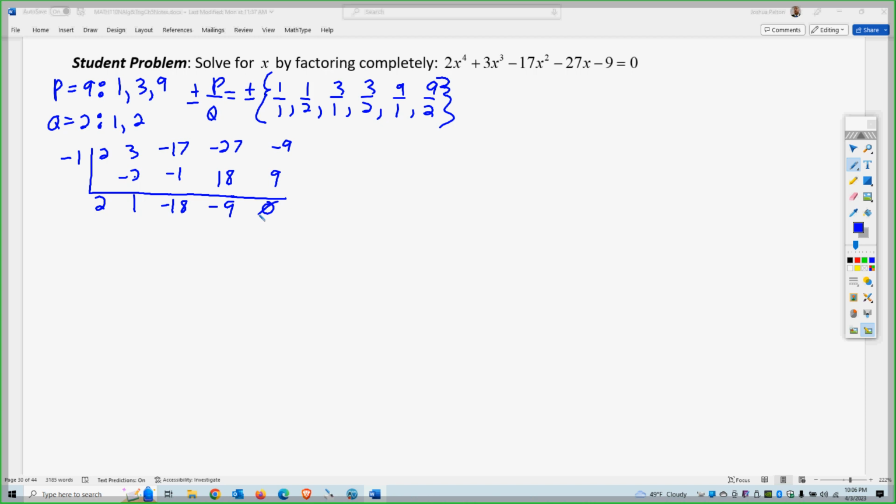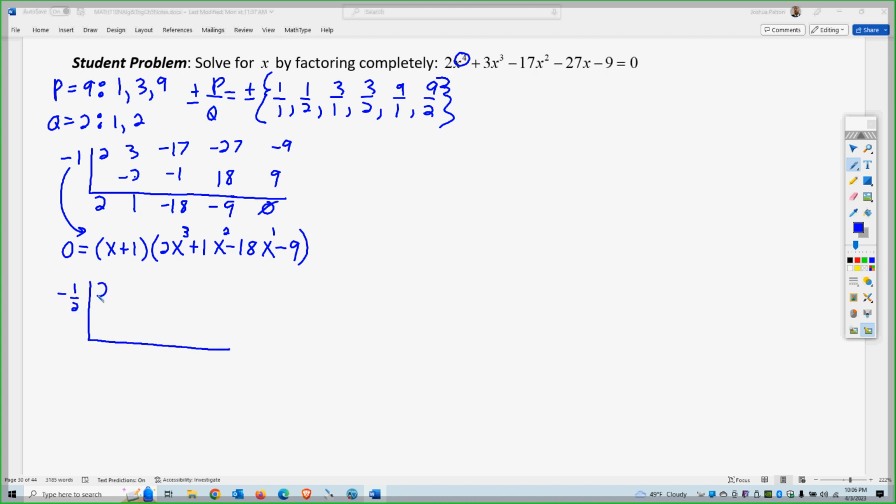So my new equation, 0 equals x plus 1, right? That'll give me -1, right? Then I have 2x minus 1x minus 18x minus 9. So I know that is going to be the third power. Well, how do I know that? Well, the original was a 4, and I took one out. 2, 1, 0. Okay, so the next one is a half and a -1/2. The half will not work, but the -1/2 will.